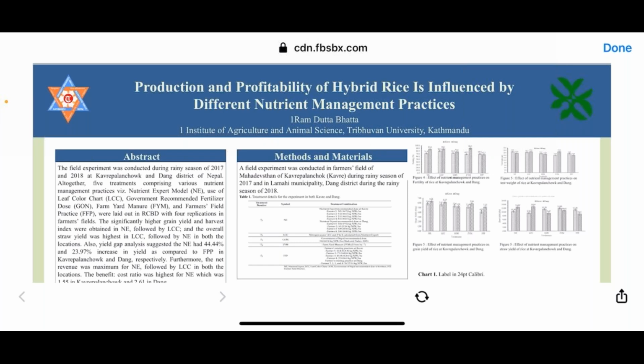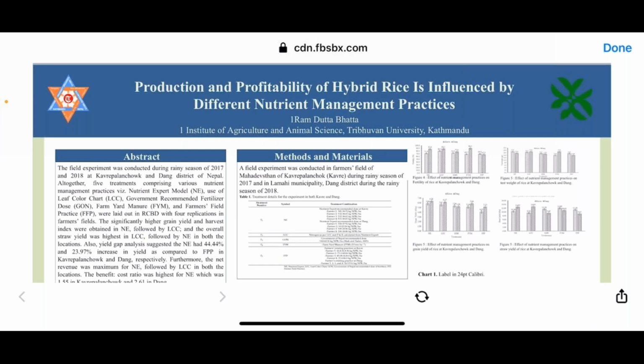Five treatments comprising various nutrient management practices, such as the nutrient expert model, also considered NE, use of leaf color chart, that is LCC, government recommended fertilizer dose, GoN, farm yard manure or FYM, and farmers' field practice, were laid out in RCBD with 4 replications in farmers' fields. The analysis of variance showed significant differences between treatments for test weight and grain yield in Kapilvastu, whereas all traits except number of effective tillers were significant in Dang.